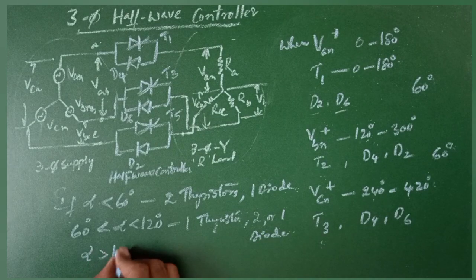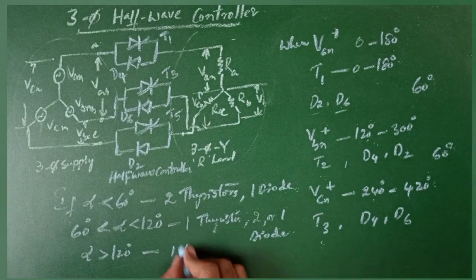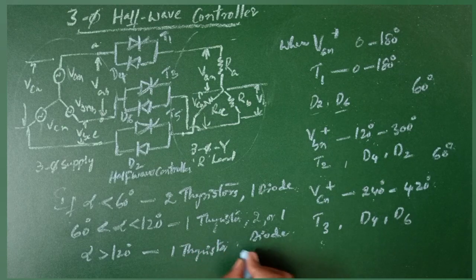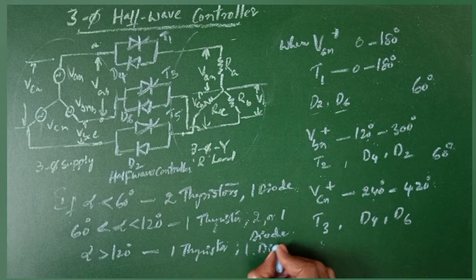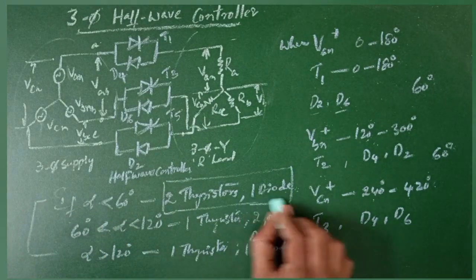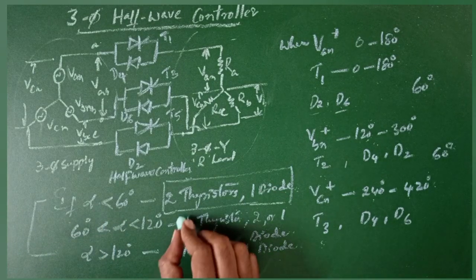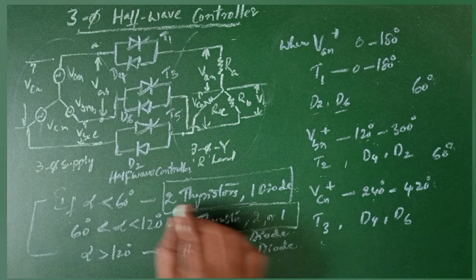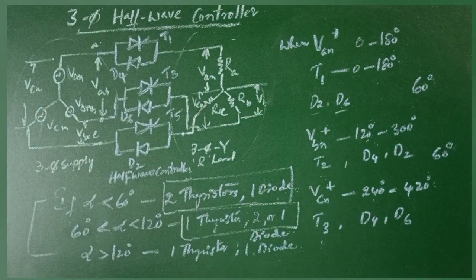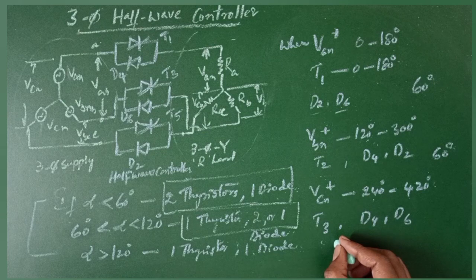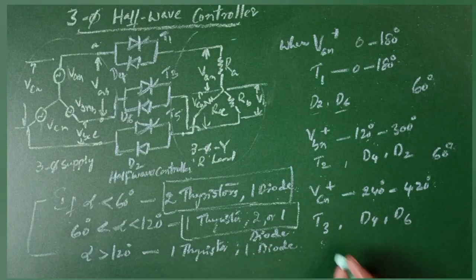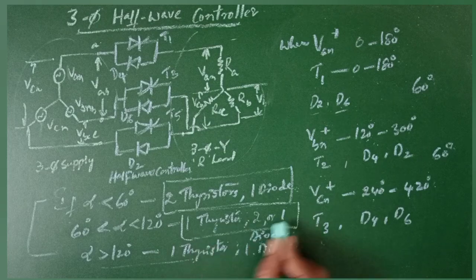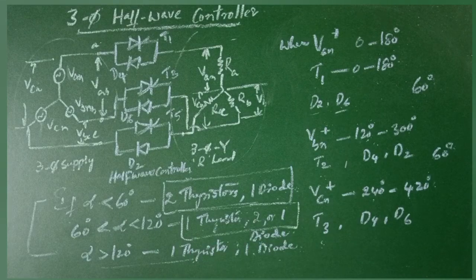If alpha is more than 120 degrees, then one thyristor will conduct and the return path will be shared by one diode only. If you observe these three conditions, here three devices are conducting. Here also there is a possibility of conduction of three devices, that is one thyristor and two diodes. Here two thyristors and one diode. So in this case, the output voltage depends upon the input phase voltage. We have another combination, one thyristor and one diode, where two devices conduct, in which the output voltage will be half of the line to line voltage between those two devices.